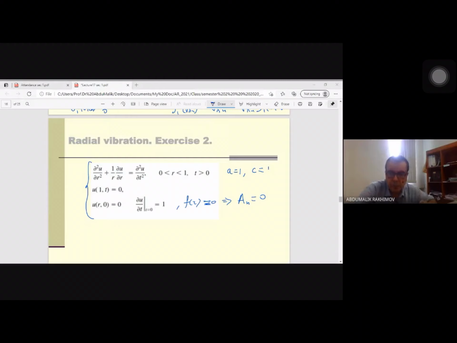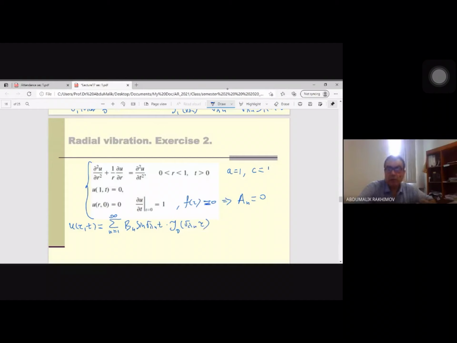Now the solution has a different shape. Solution has this shape, u(r,t). I've referred to the formula for the solution. Because a n is 0, now it will be the sum from n equals 1 to infinity of Bn sine of root lambda n t, since a is 1, times J0(root lambda n r). So this is the shape of the solution.